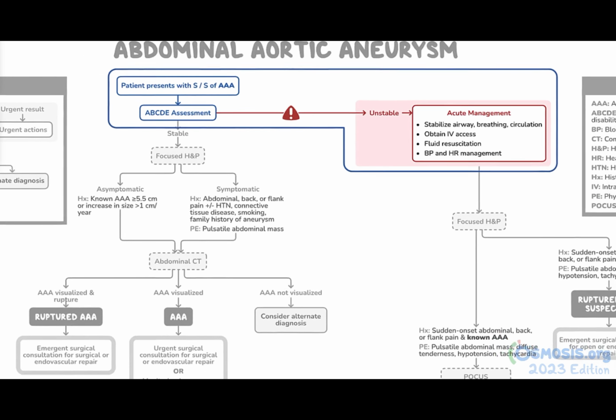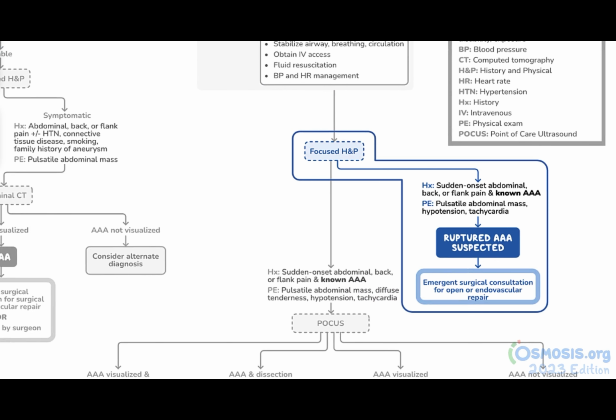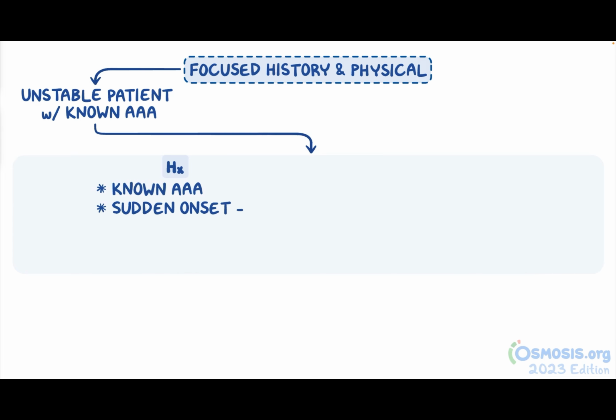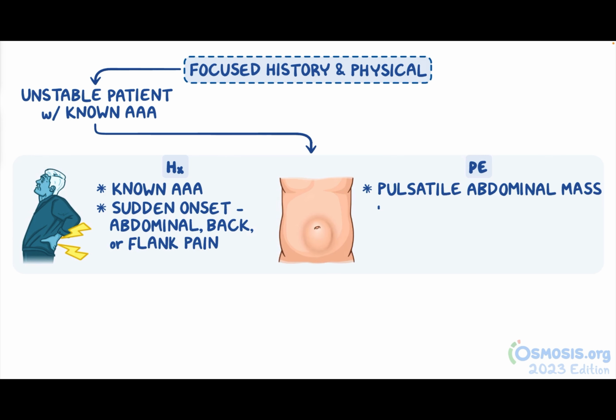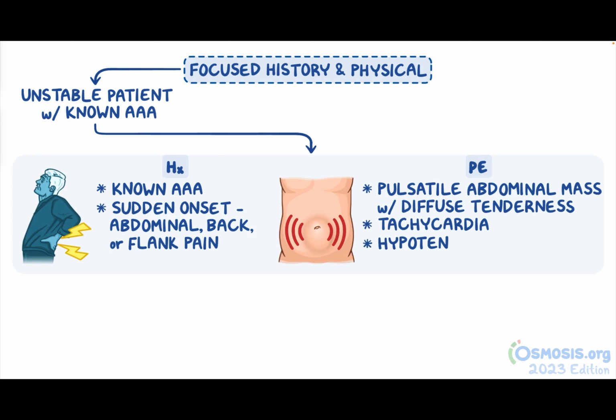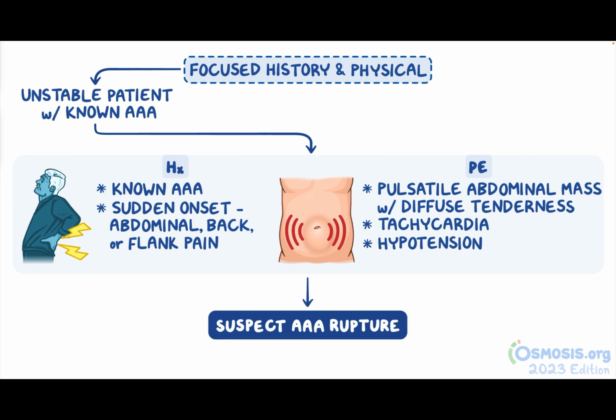Once you have initiated acute management, your next step is to obtain a focused history and physical. The important thing to determine here is whether they have a prior history of AAA. In an unstable patient with a known AAA, history might reveal sudden onset abdominal, back, or flank pain. Physical examination might show a pulsatile abdominal mass with generalized diffuse tenderness, as well as tachycardia and hypotension. If this is the case, suspect AAA rupture.